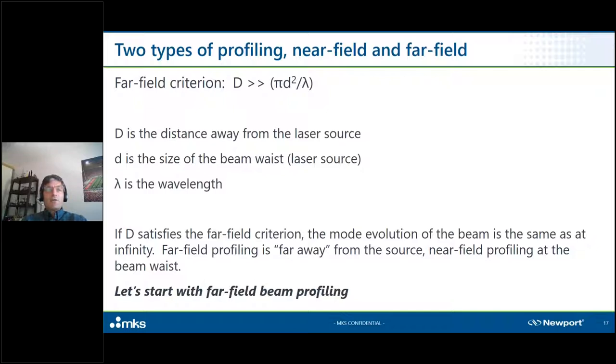So if you're greater than 100 microns away from a VCSEL, you'll be in the far field. So 1 or 2 millimeters away from a VCSEL, that's the plane where you're profiling, and you're already in the far field. You don't have to be very far away from many of these sources to be in the far field.